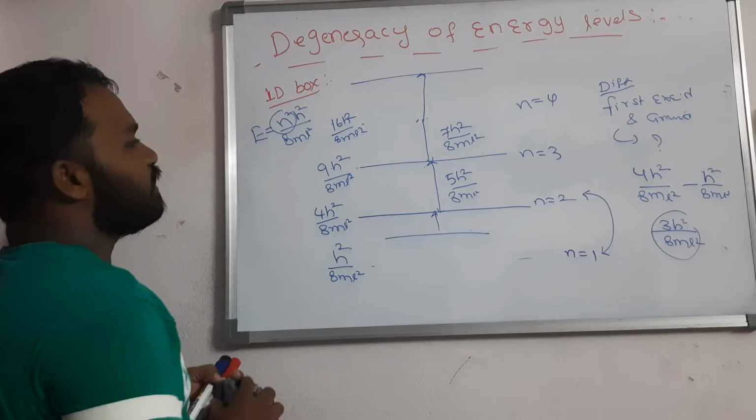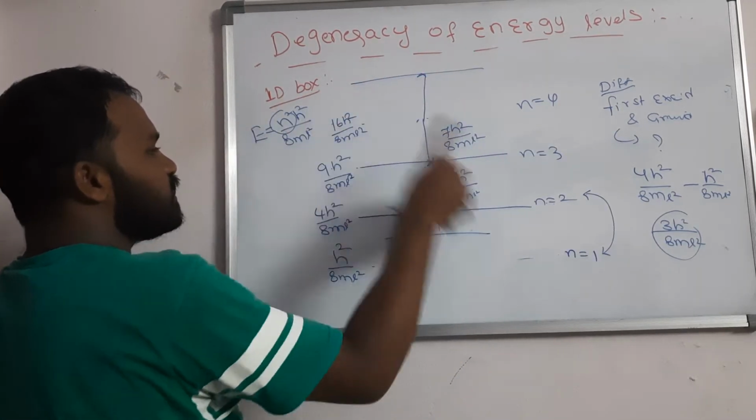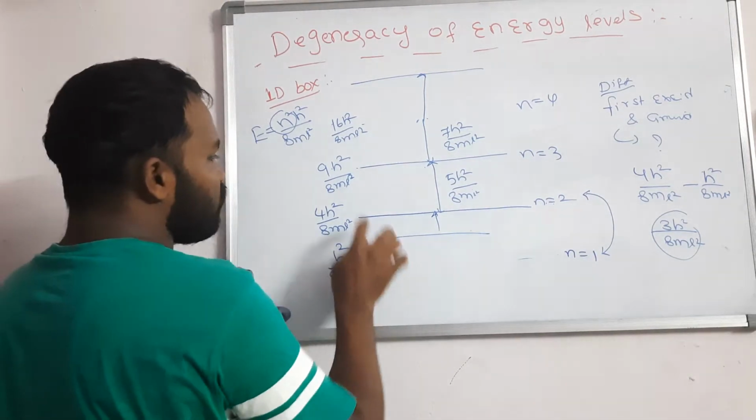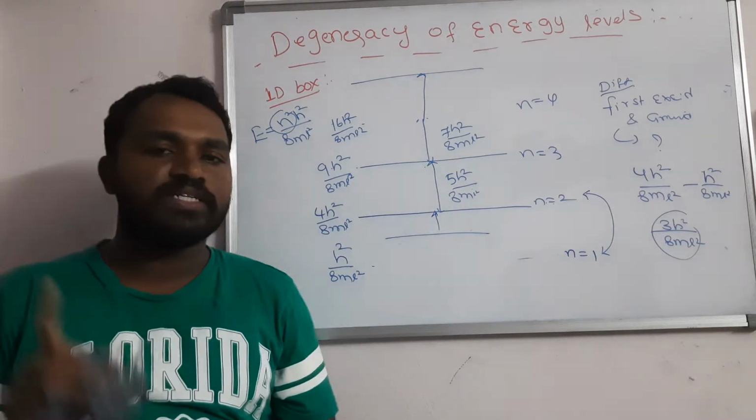So that is about the 1D box energy. The questions may be like this. First you should write just the 1D box. This is the energy, and the degeneracy is only 1. So 1 is possible. Degeneracy means, first you should write the definition of degeneracy.